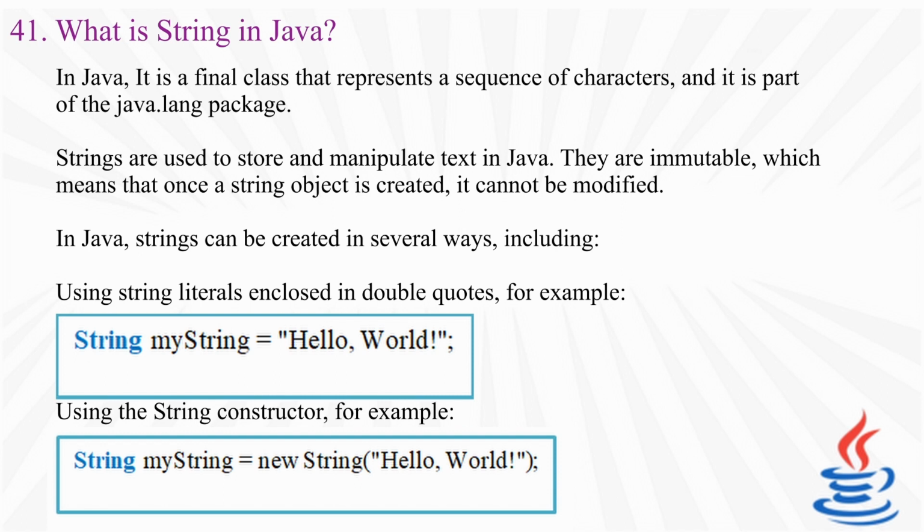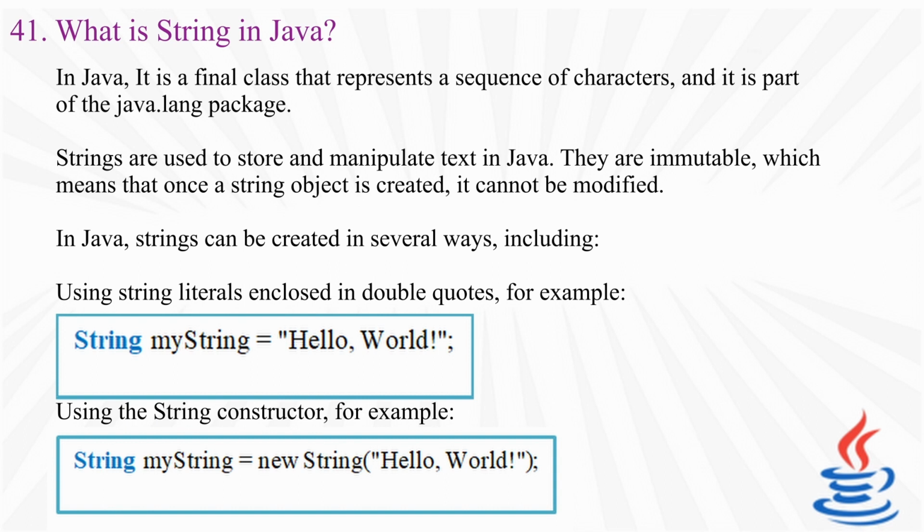In Java, a string is a final class that represents a sequence of characters and it is part of the java.lang package. Strings are used to store and manipulate text in Java. They are immutable, which means that once a string object is created, it cannot be modified. Any operation that appears to modify a string actually creates a new string object.